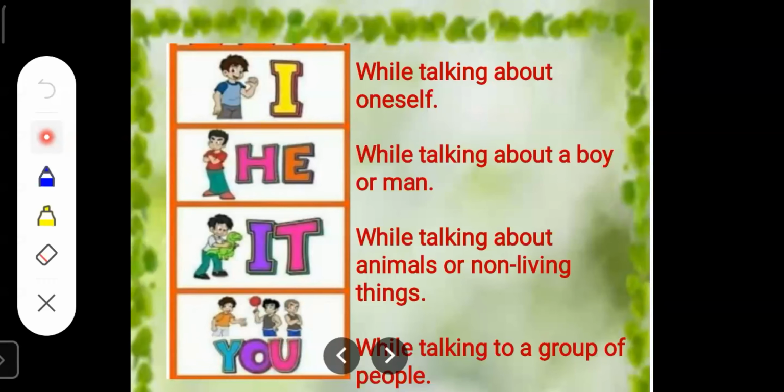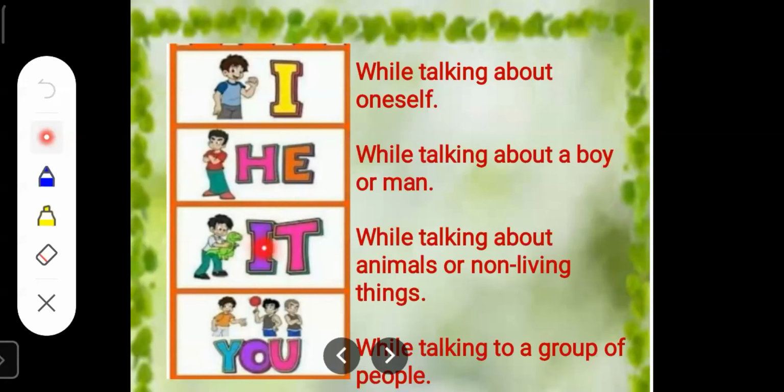Last one, while talking about animals or non-living things, we can use the subject pronoun it. For example, I can see a table there. So what I will say is, "It is a table." I will not say he table or she table, because it is a non-living thing.